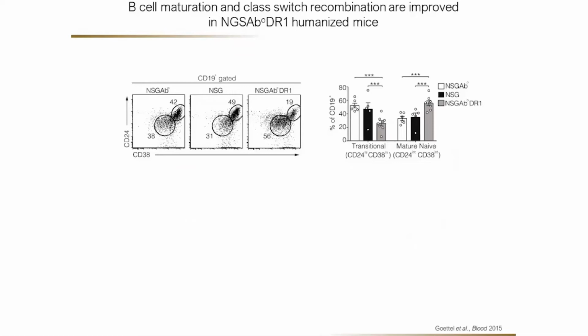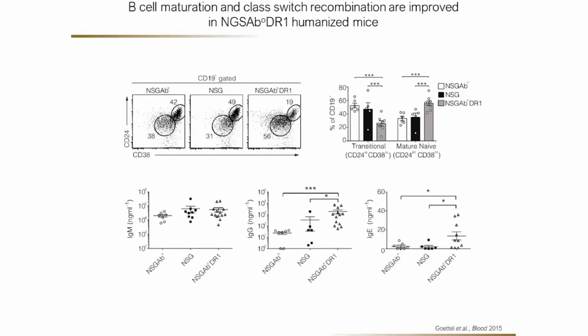And so in looking here, this is just assessing the transitional B cells or mature naive cells. And what you can see is that the DR1 expressing mice have fewer transitional B cells and an increase in the mature naive. And so this is, again, suggesting that for whatever reason, perhaps their T cells that are selected on the human HLA are better at providing help to B cells. And what we find in serum is that there is an improvement, and these mice are unchallenged.